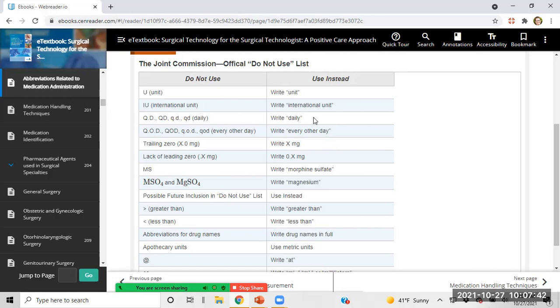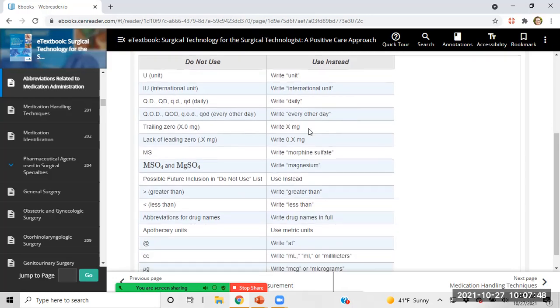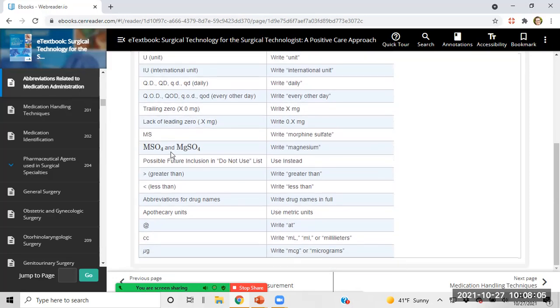Q day is now written out as daily. QOD is every other day. If there's a trailing 0, you just write X mg. If there's a lack of a leading 0, you write 0.x, so instead you just write 1 milligram or 0.1 milligram. MS is now written out as morphine sulfate. So you can see things are not abbreviated as much, they're actually written out, writing the drug's name in full.